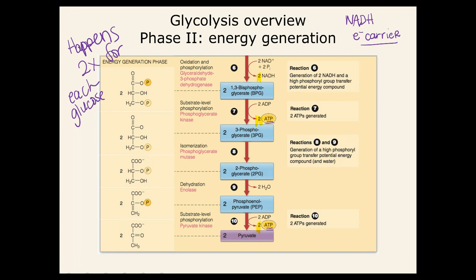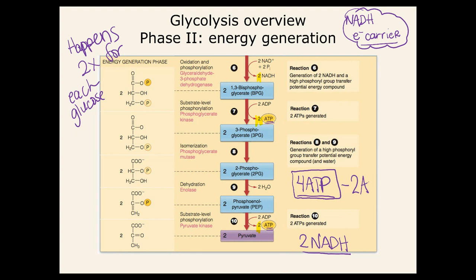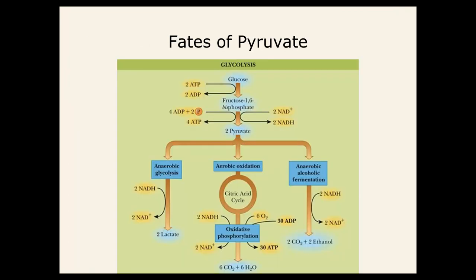So the net, the ATP formed in the payoff phase is 4 ATP, 2 NADHs. Those are electron carriers, and I have a picture of NADH in the next PowerPoint. So we'll look more closely at its structure. So you have 4 ATPs, but remember, we invested 2 from the other part, phase 1. So notice here, 2 ATPs are generated. So that is the net amount of ATP. Okay. All right. We'll come back to this.